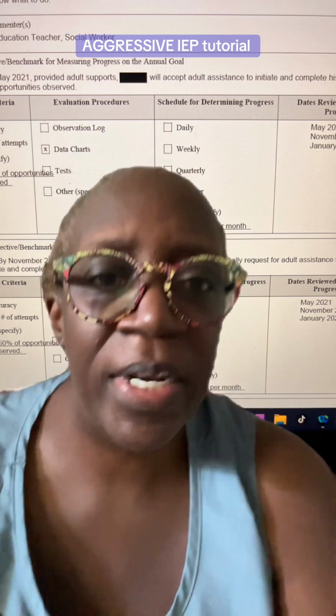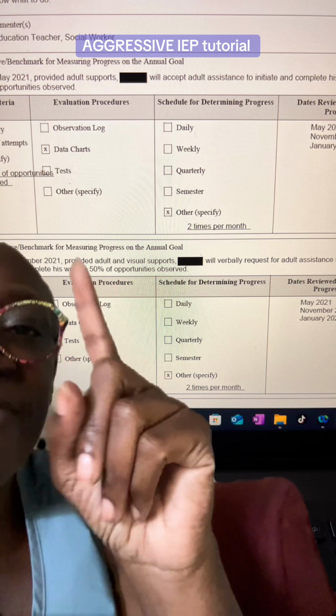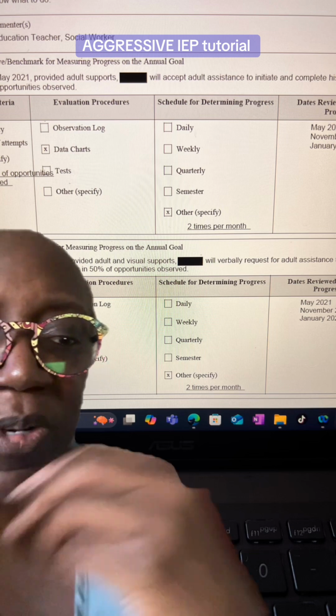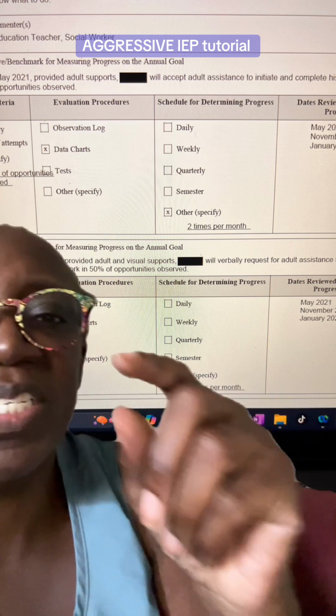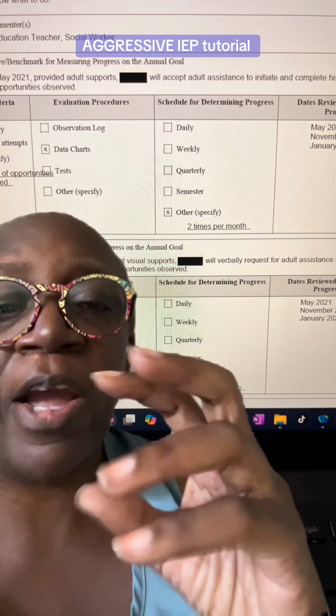Here's what I get. I get a lot of parents saying, well, I don't know if they're making progress. I have no idea what they're doing. This is the section that you all aren't paying attention to. So pay attention to this section. Evaluation criteria is what you really can't see over here, but it's basically saying percentage accuracy, number of attempts. This particular IEP talks about how they are measuring progress.